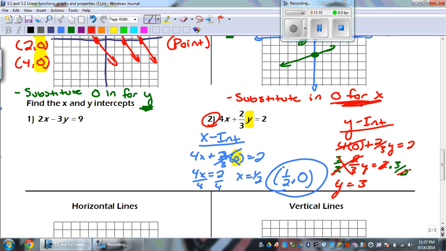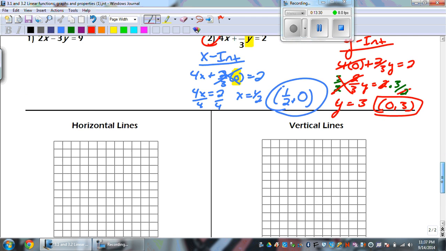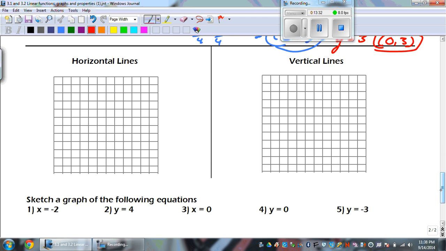So again, make sure you write this as an ordered pair. This would be, you put in 0 for x, you get out 3 for y. And there's your y-intercept. Good. Okay. I have one more thing to cover, that are horizontal and vertical lines.